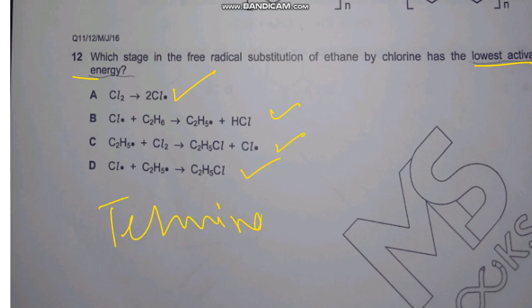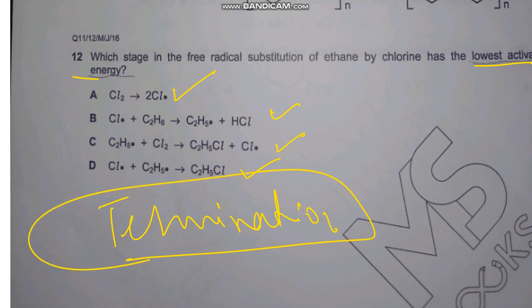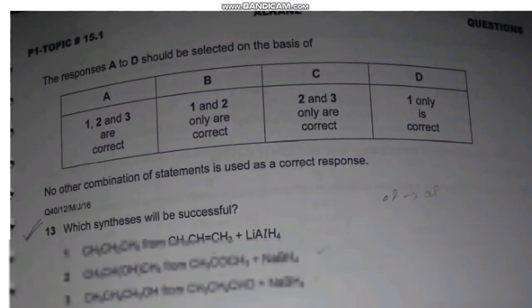We can know that the termination step is the step in which the lowest activation energy is required. As we can know, at the termination step the free radical substitution will be ended, and there will be very little energy required, and actually it is the end of the reaction. So termination is the correct option.